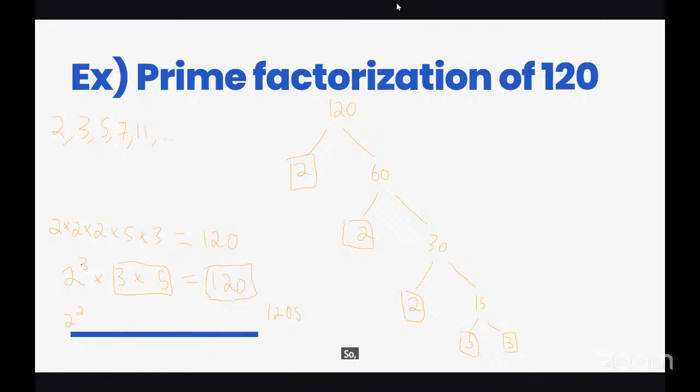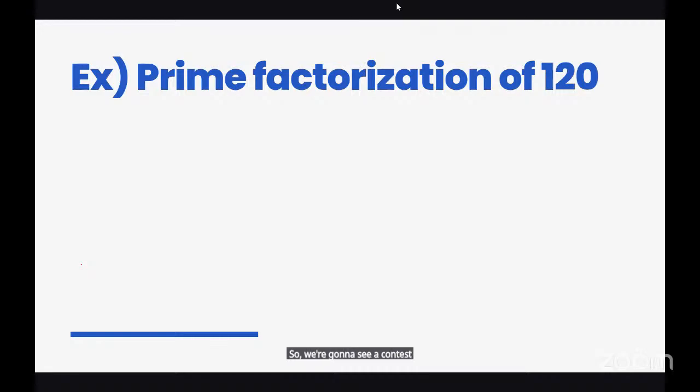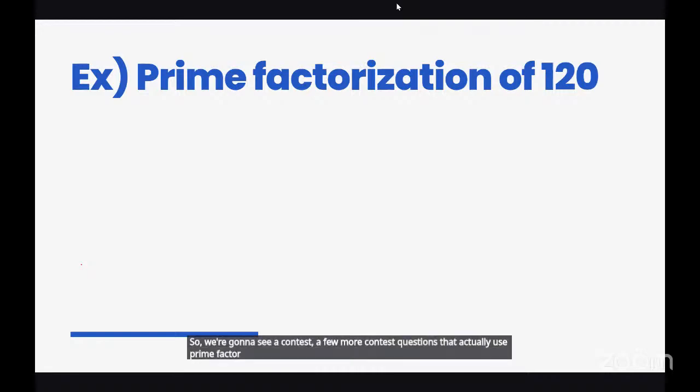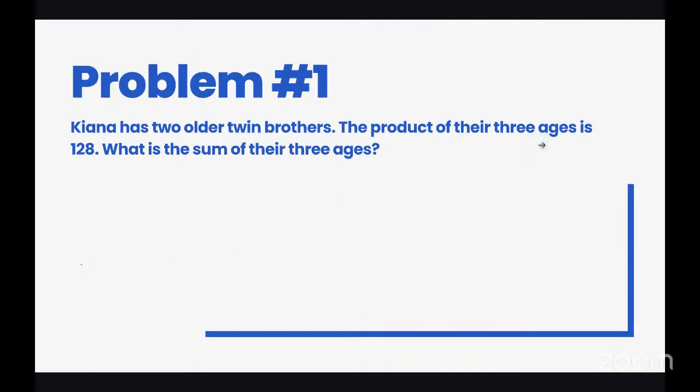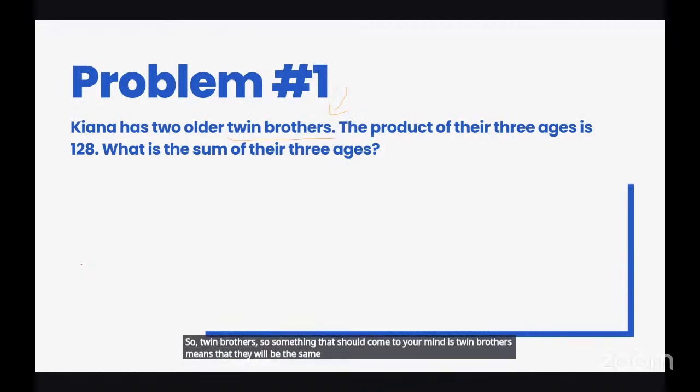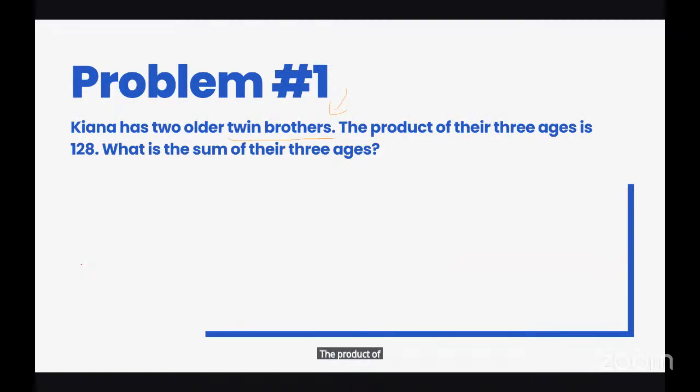So we're going to see a few more contest questions that actually use prime factorization. Problem 1: Kiana has 2 older twin brothers. The product of their 3 ages is 128. What is the sum of their 3 ages?